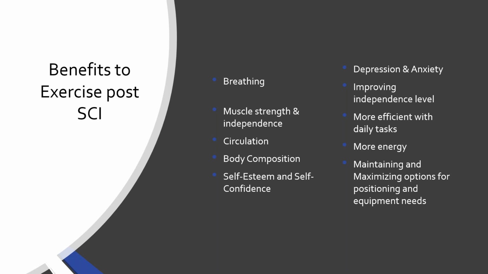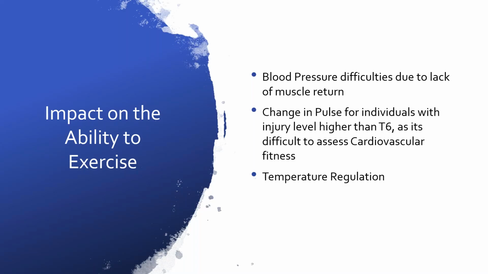Improving your independence level, being able to go from modified independent to independent with your quality of life and functional mobility from a wheelchair level at home. Being strong enough to do these things. You're more efficient in your daily tasks, have more energy, and are able to maximize and maintain your positioning. So your position is one of the key things you need to work on. Position and form, especially when you're sitting in a wheelchair, because that can affect other muscles and things of that nature while you're in your chair.